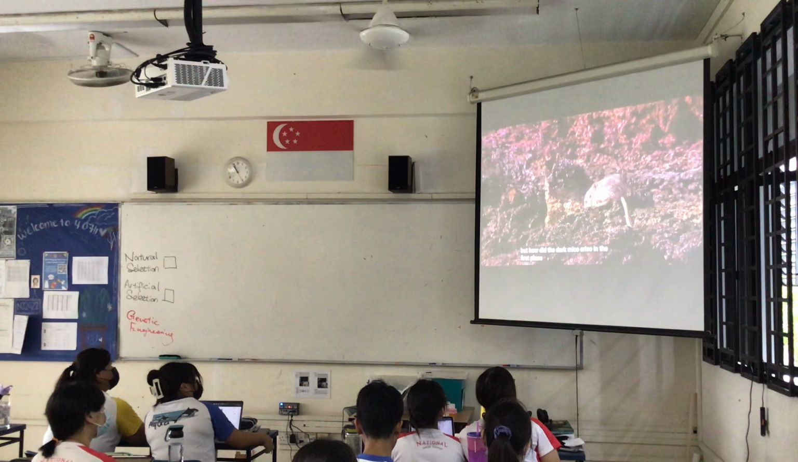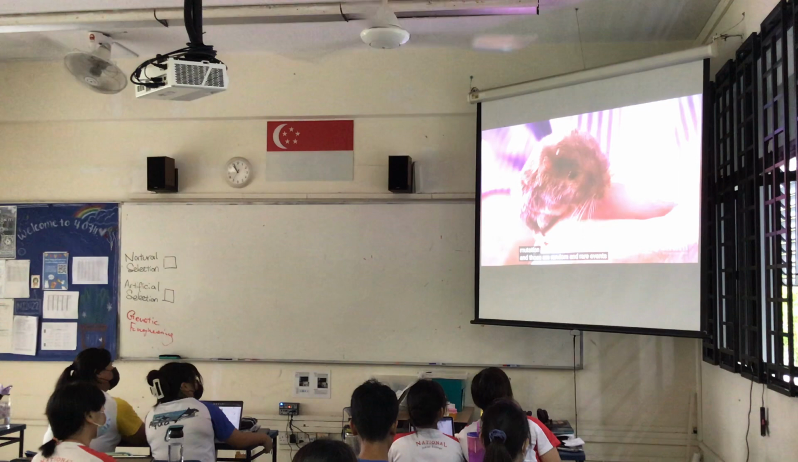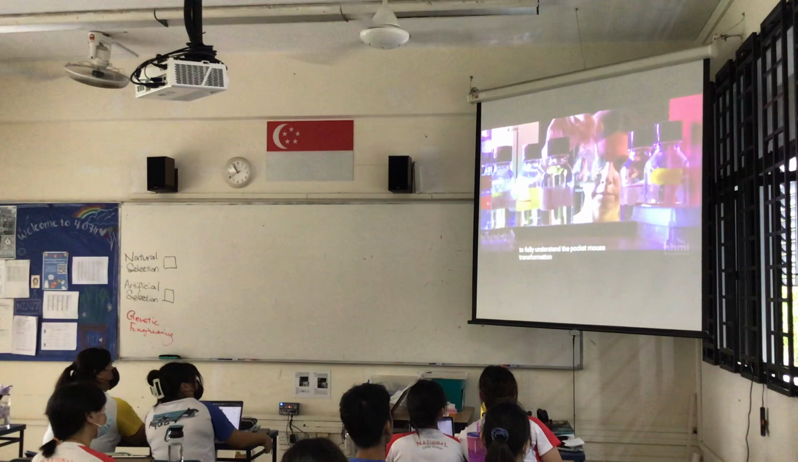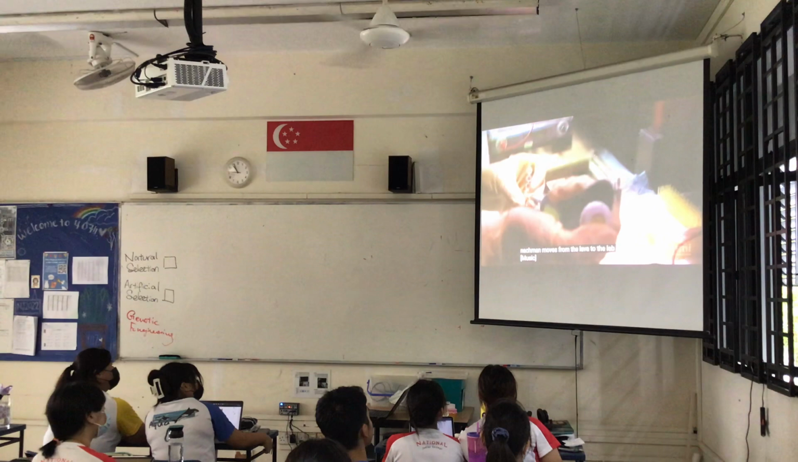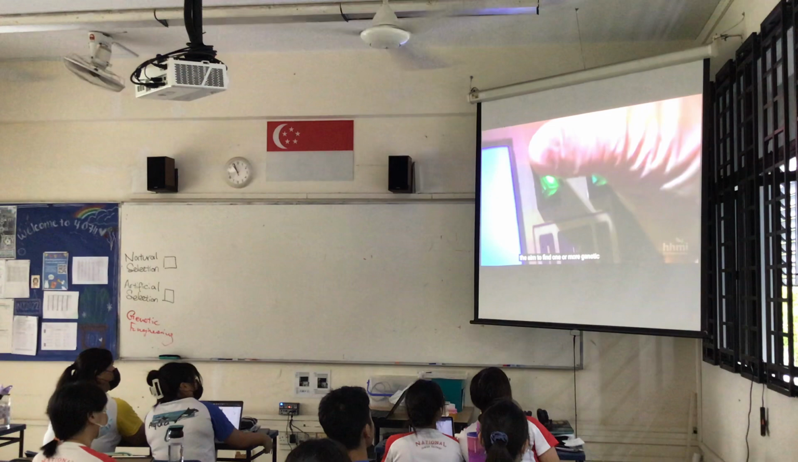When a black mouse appears in a light population of mice, that is usually going to be due to a new mutation. And those are random and rare events. To fully understand the pocket mouse transformation, Nachman moves from the lava to the lab. He and his team extract DNA from light and dark mice taken from one desert region. The aim? To find one or more genetic mutations that cause dark coloration.